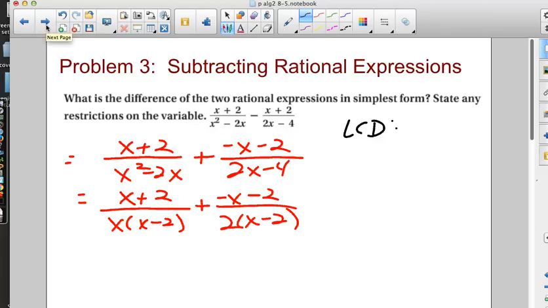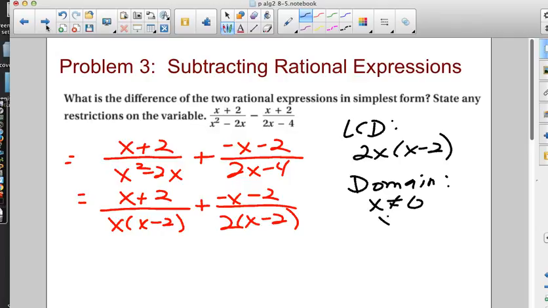So right now, let's talk about LCD. What's going to have to be part of our LCD? Got to have a 2. The numbers have to be there. Do we have any stray variables? Got to have an x. Any factors? All of it has to be there. Do we have any power of x minus 2 that's greater than 1? No. Then we're good. All right, so now what do we do? Well, we're going to stop and talk about domain restrictions before we get ahead of ourselves too much here. So if that is our LCD, what's out? 0 and 2. So those two numbers cannot be used.